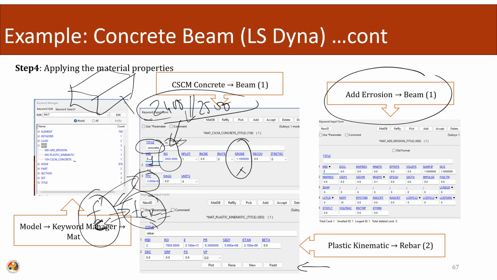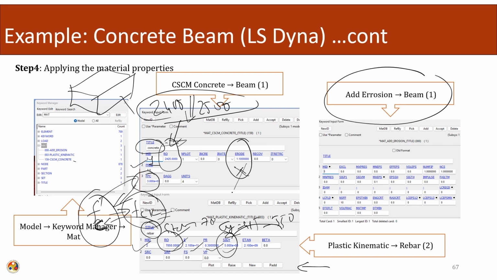Similarly, for the steel we can give any name, steel bar, steel rebar. Material ID, again for the first one we used 1, here we will be using 2. RO is the density, so steel density is 7850 that we are using. E is the modulus of elasticity of the steel. PR is the Poisson's ratio of the steel. Sigma y is 415 to 500 or 550, and these are the values that we are using.